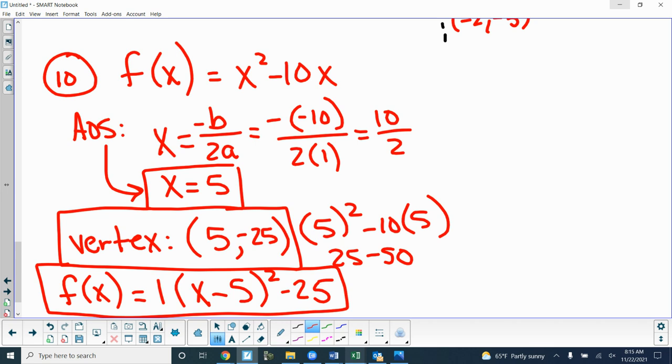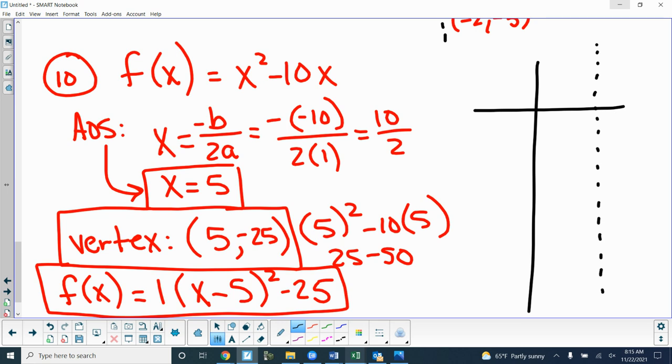So again, I have to graph it. And I've got a vertex that's way down there, right? So I'm going to do that. My axis of symmetry is through 5, right? So way down here, we'll call this the vertex, 5, negative 25. And it opens up again because my a value was a positive 1.